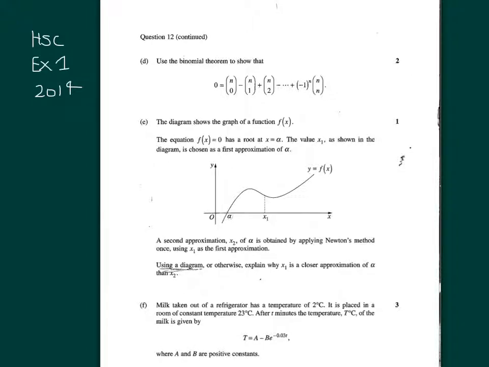So if we're looking at this year's HSC 2014, they had a question 12E, and it wasn't asking you to apply Newton's method, but it was simply saying basically why it doesn't work in this instance. So if you have a look at what they've given us, you've got a curve and they've taken x1 as your first approximation. Okay, and it's saying a second approximation, x2, which they've not shown where that is yet, is obtained by applying Newton's method once, using x1 as the first approximation.